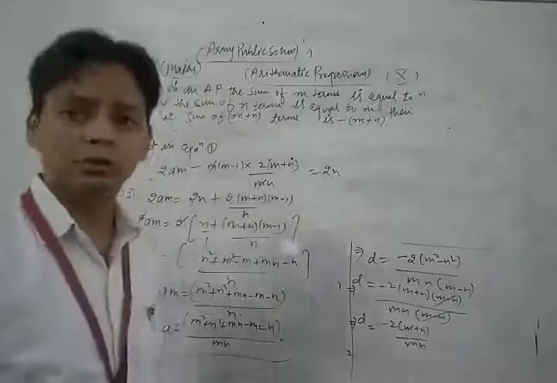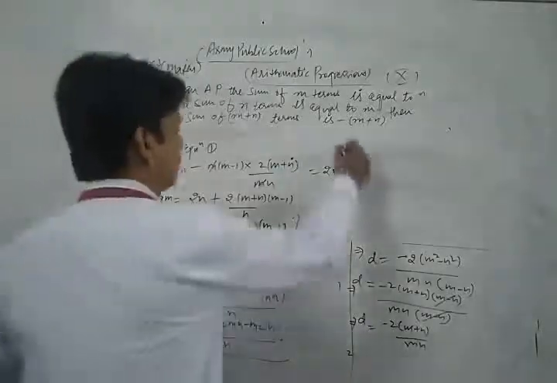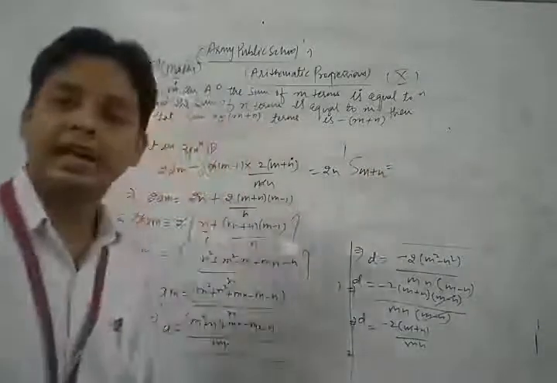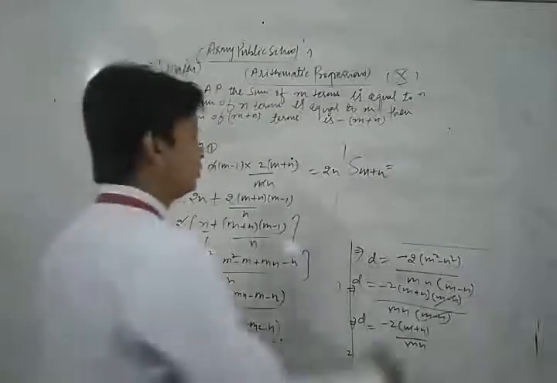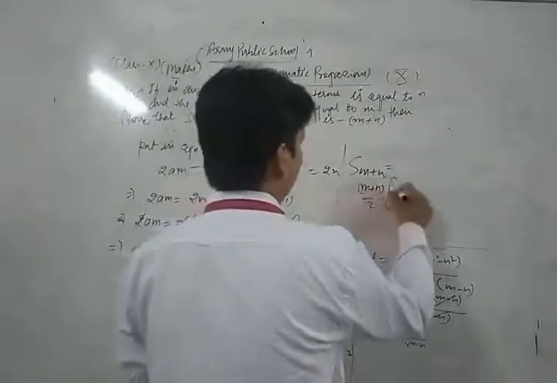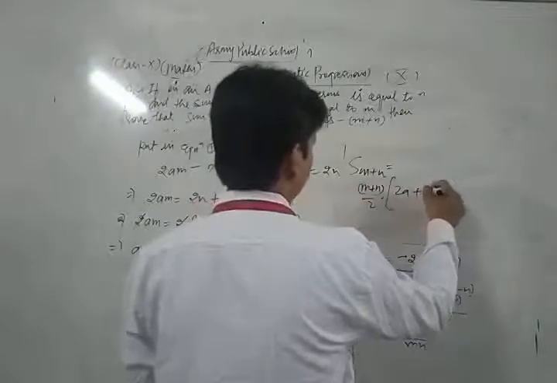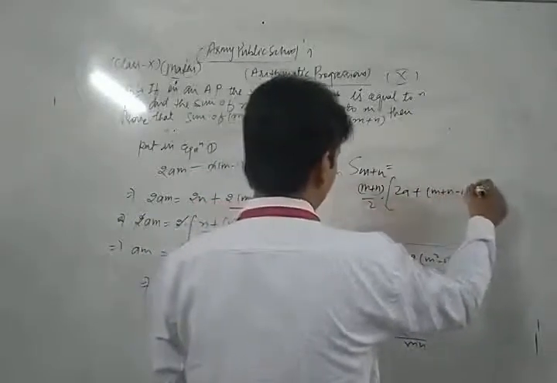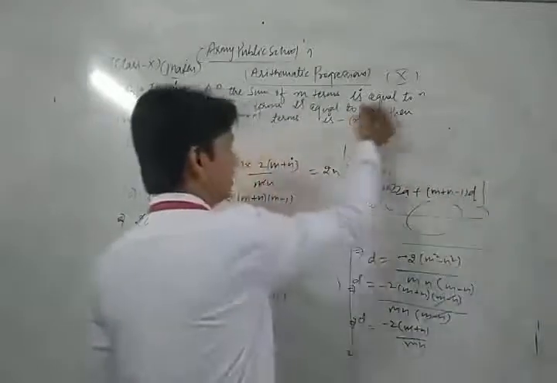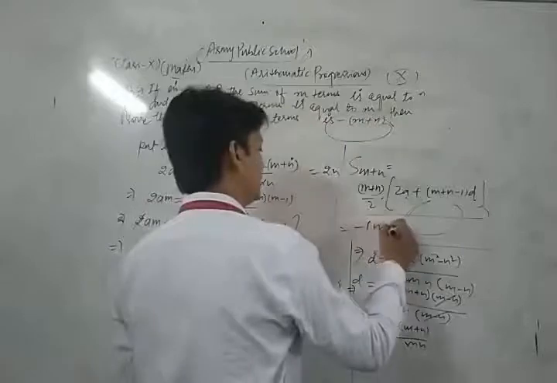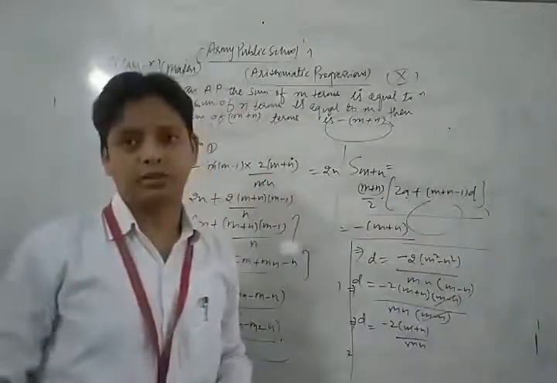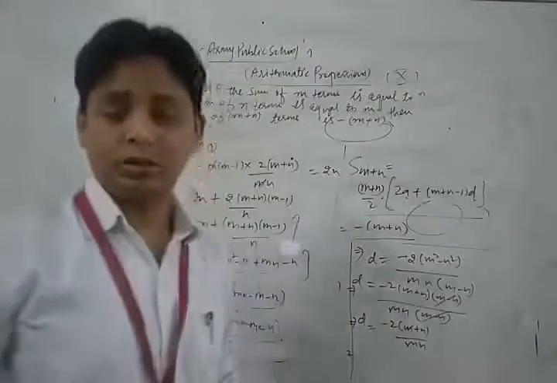Now you know that this is the sum of m plus n terms. The sum of m plus n terms is what? You put n as m plus 1, and you know that here it is n upon 2 into 2a plus (m plus n minus 1) into d. Now you put the values of a and d and simplify them, you will get your result that was minus (m plus n). So this is the whole process to solve this type of questions.